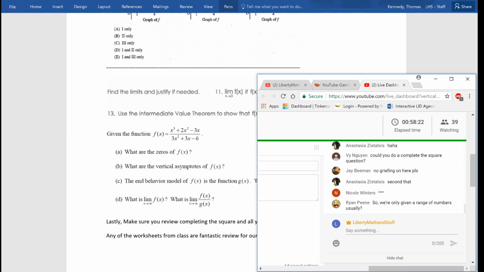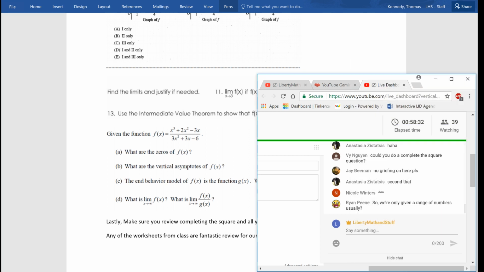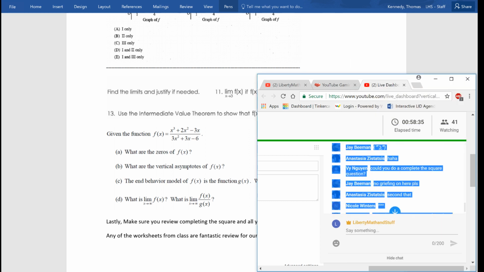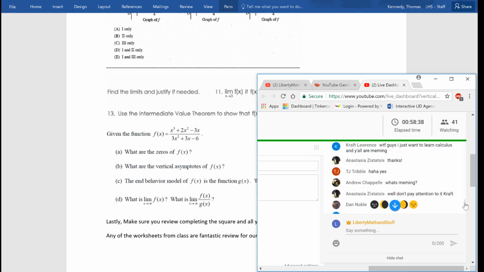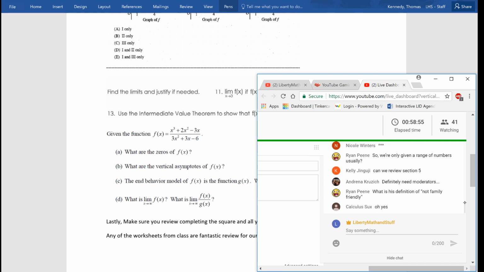So yeah, let's try completing the square guy now. I like completing the square. It's family friendly. Did I miss anything on here? Definitely need moderators. Oh, rip. Alright. Can we review section 5? Oh, sure. Yeah. We'll do one like that after this.